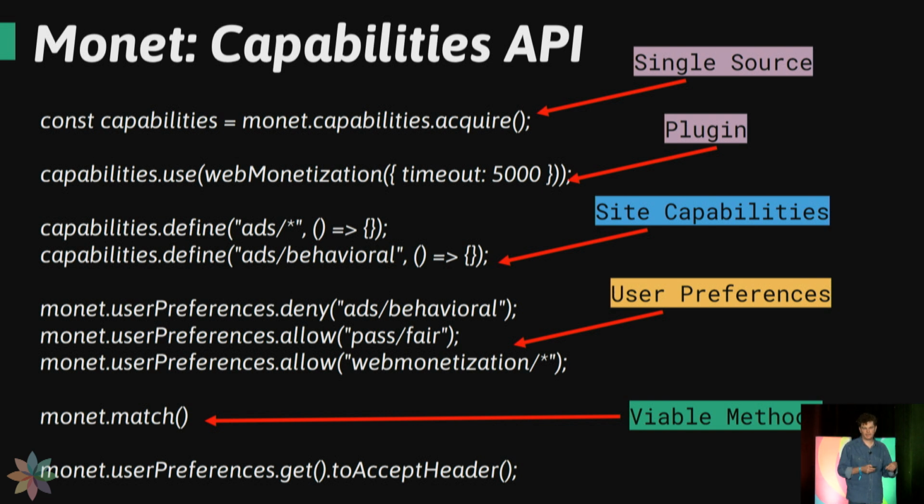This is all client-side, but there's also some work that I did in 2020 about passing this information back along to the server side via accept monetization headers. And so Monet sort of closes that loop.